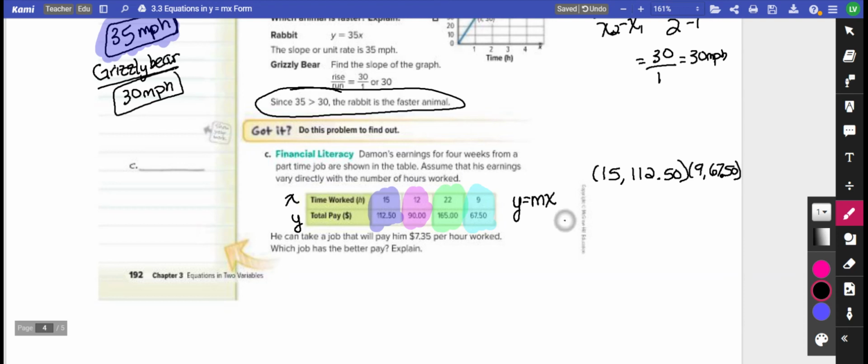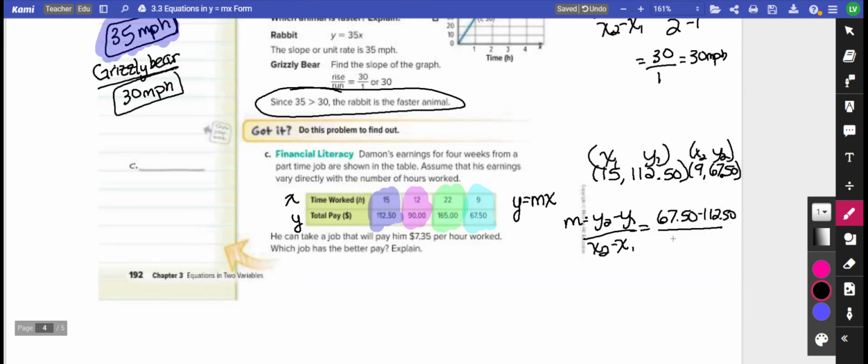All right, so slope equals y2 minus y1 divided by x2 minus x1. Then I'm going to label my points x1, y1, x2, y2, and plug it in. 67.50 minus 112.50 divided by 9 minus 15. Well, 67.50 minus 112.50 gives me negative 45, divided by 9 minus 15 gives me negative 6.